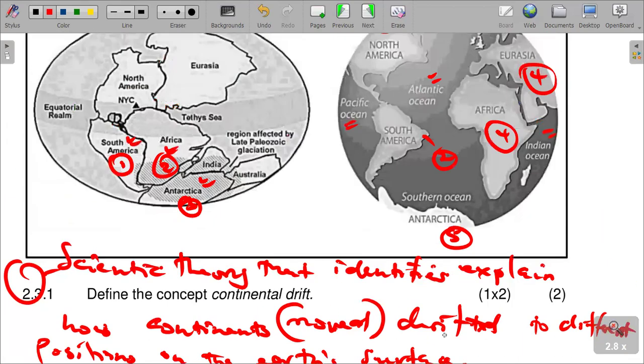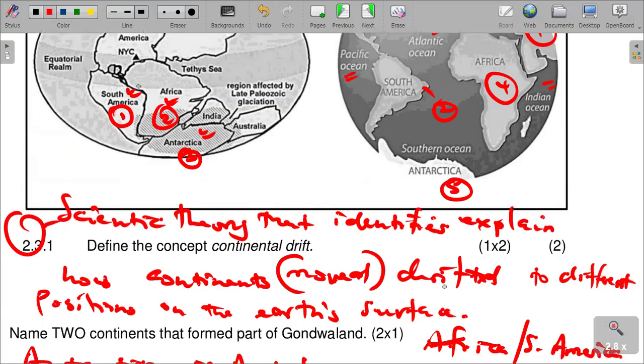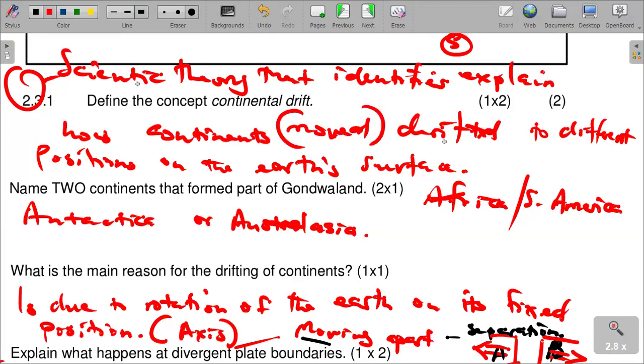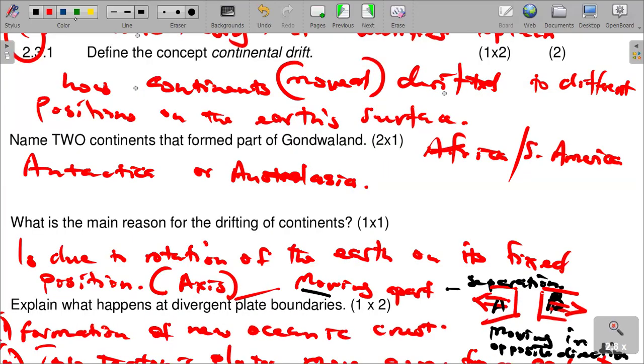As you can see, the continents that formed Gondwanaland were South America, Africa, Antarctica, and also Laurasia. So these continents are the ones that drifted and formed this Gondwanaland that we are talking about. It was formed out of all these four continents that we have here.